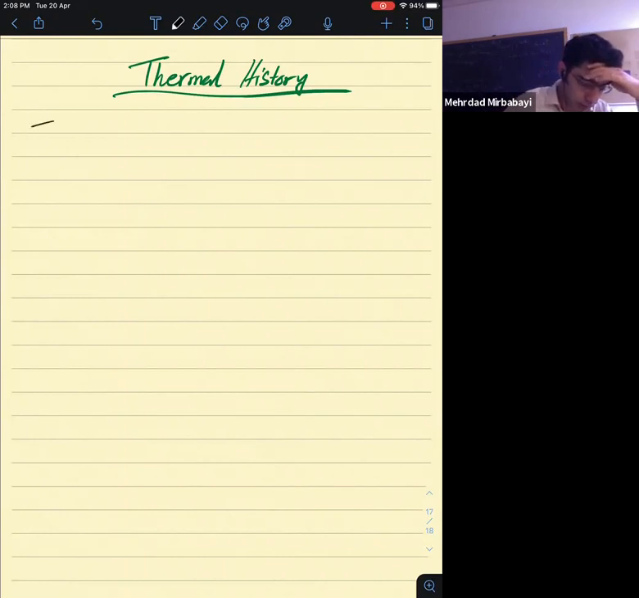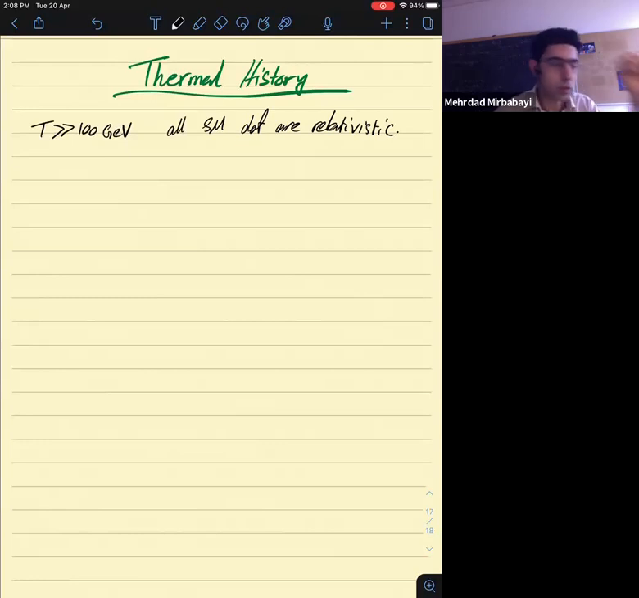So let's imagine we go to temperatures much larger than 100 GeV. At this temperature, all the standard model degrees of freedom are relativistic, and they are in thermal equilibrium with each other. Now, for relativistic degrees of freedom, if we calculate the energy density using the results that we had for Bose and Fermi statistics, we find in the relativistic limit the energy density will be proportional to T to the fourth, because that's the only dimensionful parameter that is relevant in this limit.